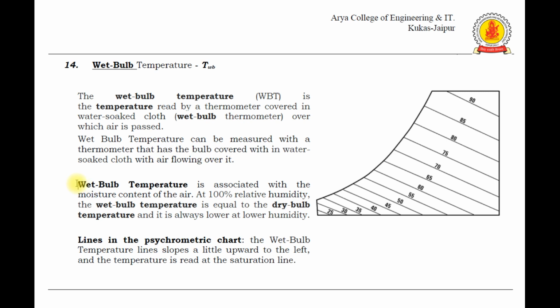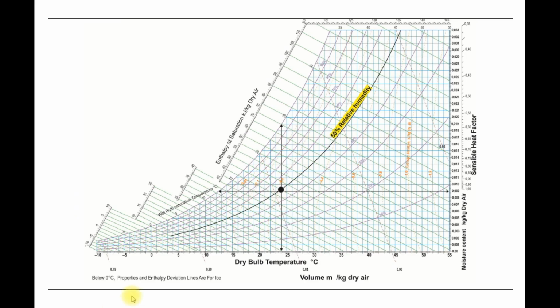Wet bulb temperature is associated with the moisture content of the air. At 100% relative humidity, wet bulb temperature will be equal to dry bulb temperature. Lines represented on the psychrometric chart are these lines. We will see it on the psychrometric chart. These are wet bulb lines. Practically, these are seen as parallel to enthalpy lines also.